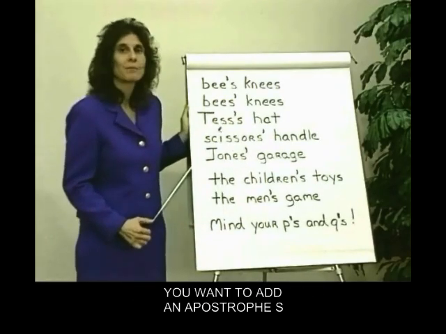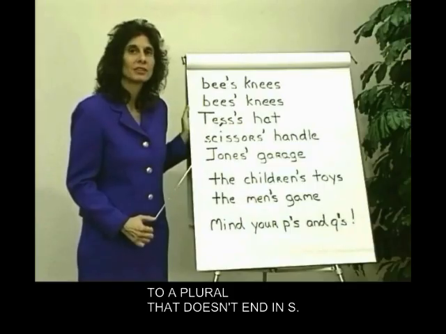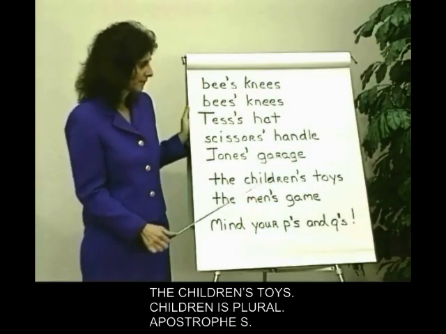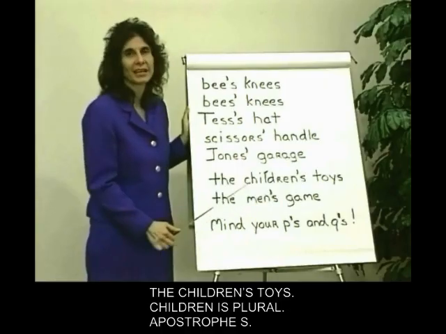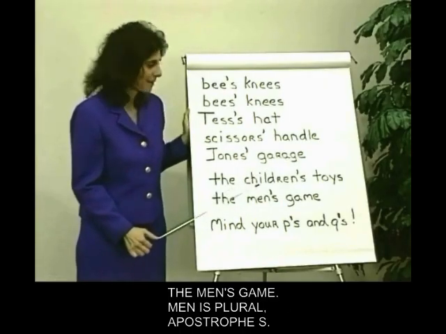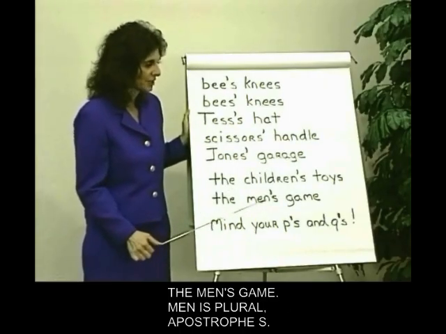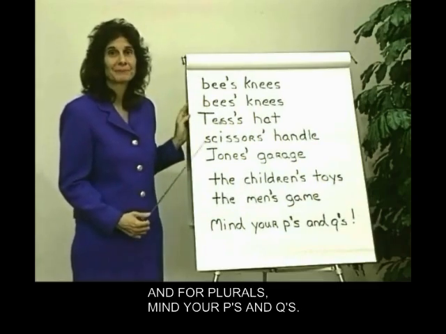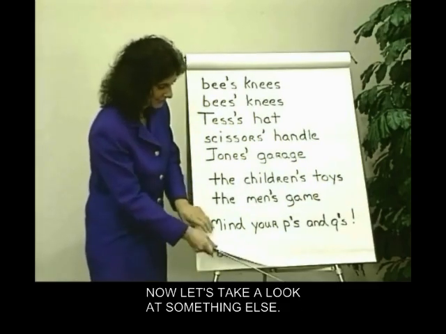You want to add an apostrophe S to a plural that doesn't end in S. The children's toys. Children is plural, apostrophe S. The men's game. Men is plural, apostrophe S. And for plurals, mind your P's and Q's. Now let's take a look at something else.